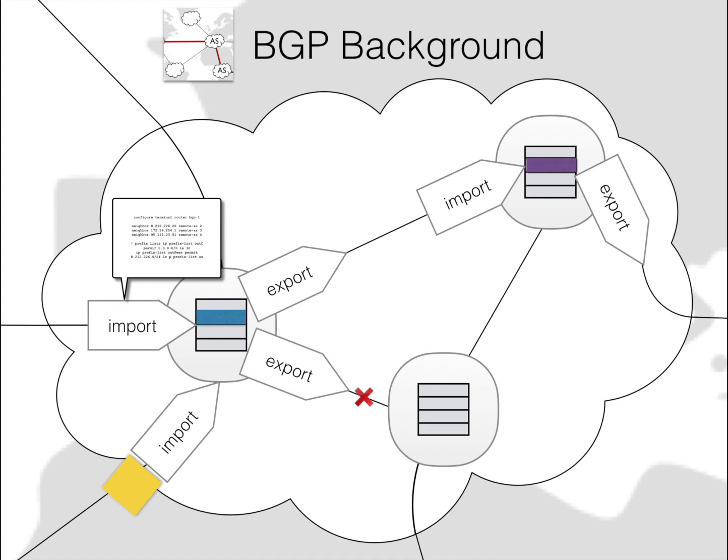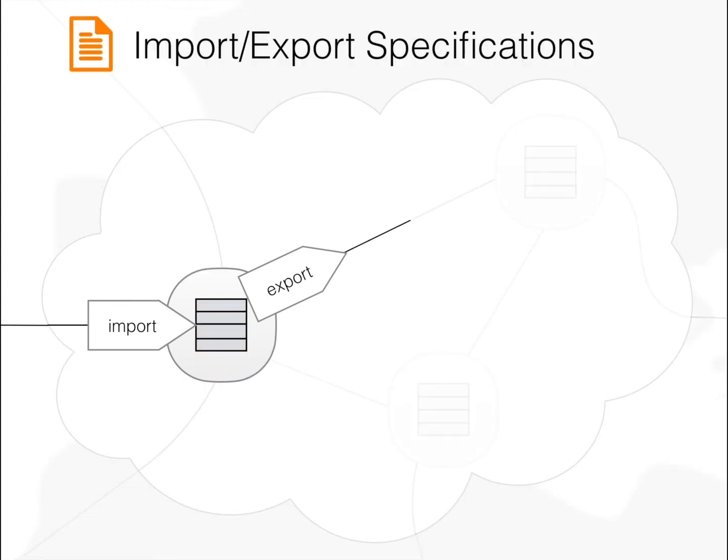Now, one last case that we have to consider is what happens when there are multiple announcements for the same destination. So there's two paths through the internet that will eventually reach me in Seattle. And in this case, BGP invokes a fairly complex mechanism to choose one of them. In this case, the yellow one is chosen over the blue one. Great. Now that we understand this background, we can understand how our specification language works.